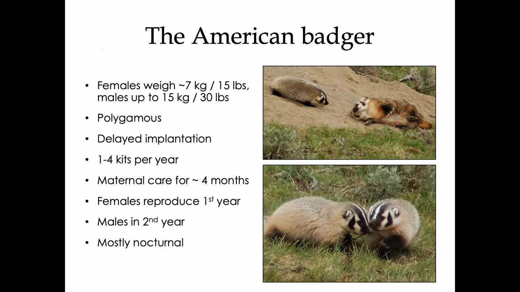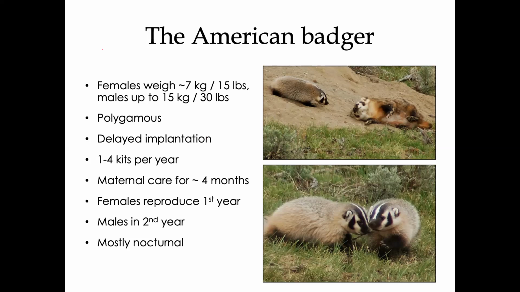And they'll care for them in the burrow for a month or two, and then start moving them around, carrying them around outside the burrow. And eventually they'll start hunting with their mom, and eventually separate from her when they're about 4 months old. And young females can reproduce in their very first year in the late summer or fall after they're born. Males don't usually breed until their second year.